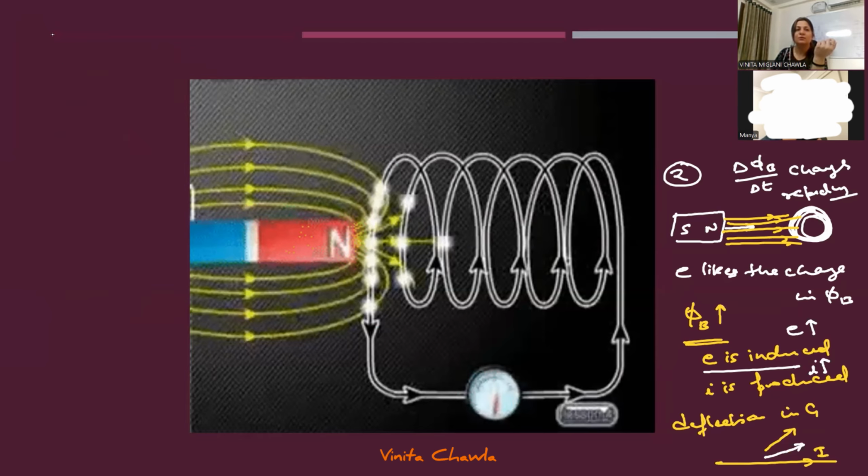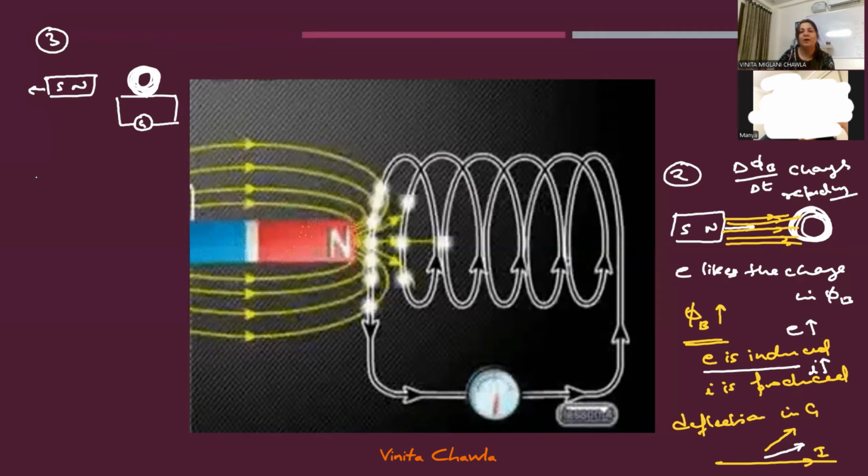Now let's take the third situation. In the third situation, again, we have the same magnet and the same coil. See this wrapping, this indicates the number of turns in the coil. That's why I draw it like this for n number of turns. So we have this galvanometer linked with it. Now this time I'm moving the magnet away from the coil.